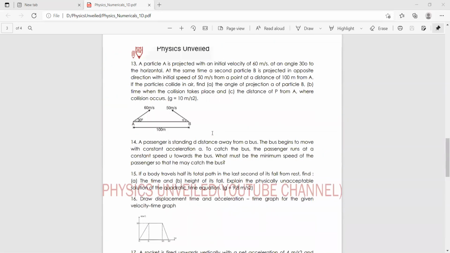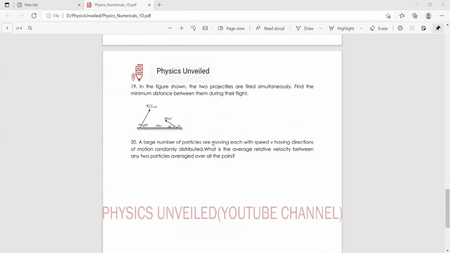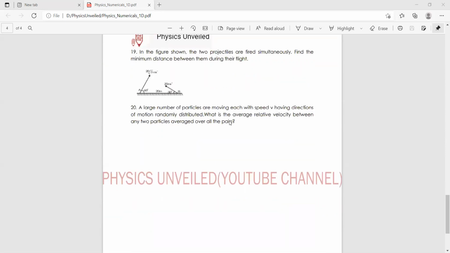Problem 19 is again a repetition of 13, but here we just focus on one simple thing: the minimum distance between them during their flight. The last one is somewhat different, because a large number of particles are moving, each with speed v, with directions of motion randomly distributed. You have to find the average relative velocity between two particles, averaged over all the pairs. Since the directions are random, I'm giving you a hint: in random motion a particle can move over the full 360-degree range. Keep this in mind and solve the problem.